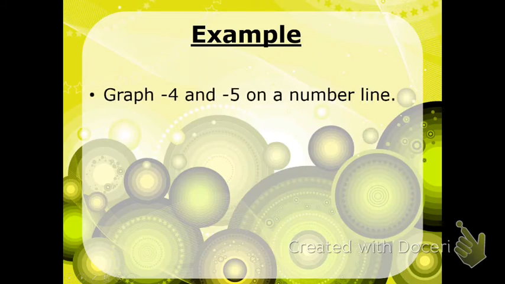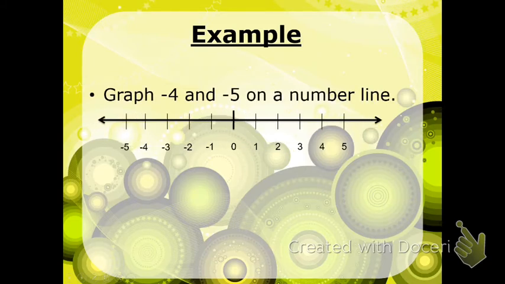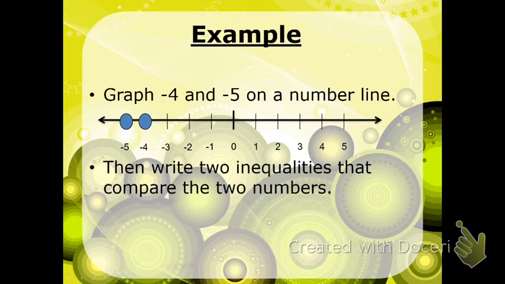For our next example, we're going to take it one step further. We're going to graph the points -4 and -5, and then we're going to compare them. To compare them, we're going to use inequality symbols like greater than, less than, greater than or equal to, and less than or equal to.